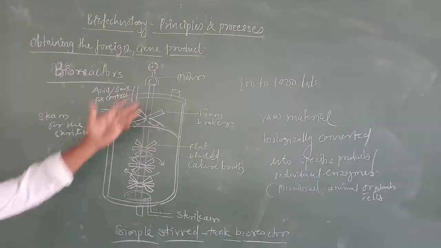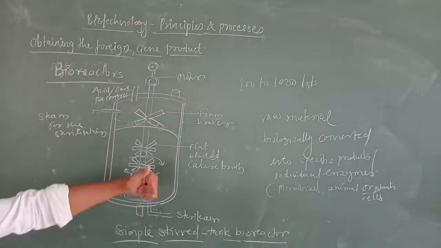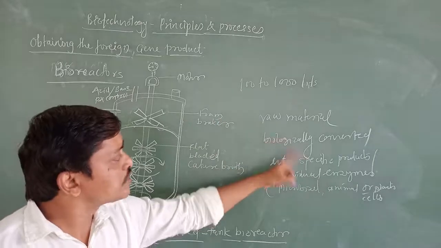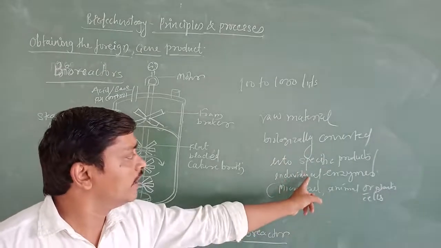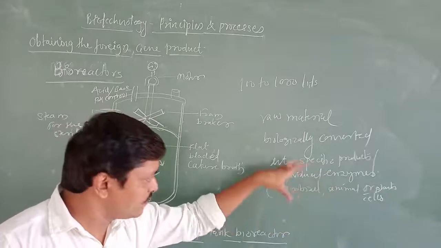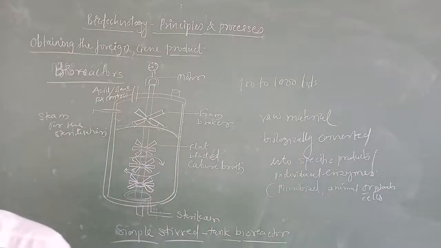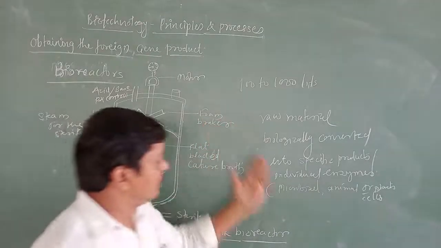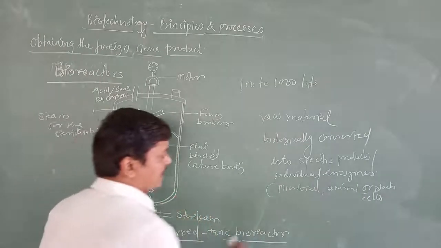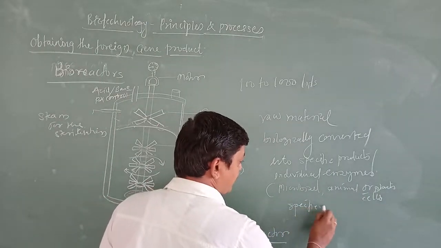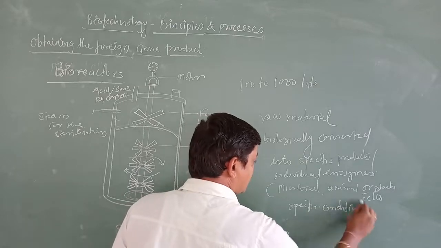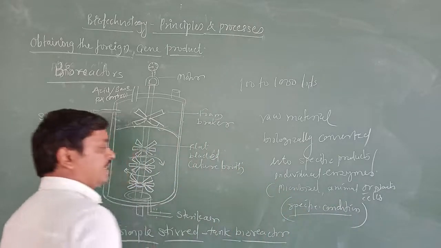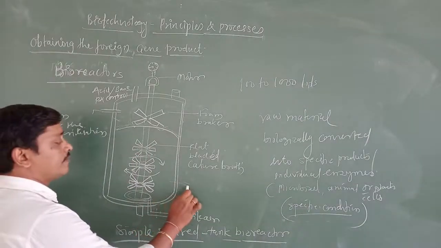So these bioreactors are large vessels, and their volume is about 100 to 1000 liters. They use raw materials that are biologically converted into specific products or individual enzymes by using microbial, animal or plant cells. These bioreactors provide the optimum conditions for achieving the desired product. I told you, for getting the desirable product we grow different types of cells in specific or appropriate conditions, and the specific conditions are provided by these bioreactors.